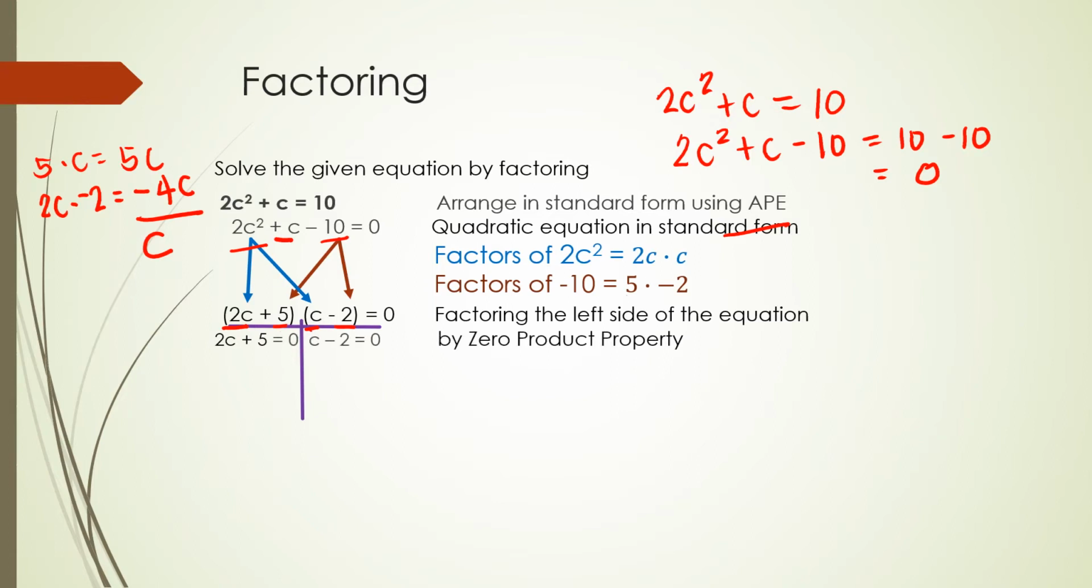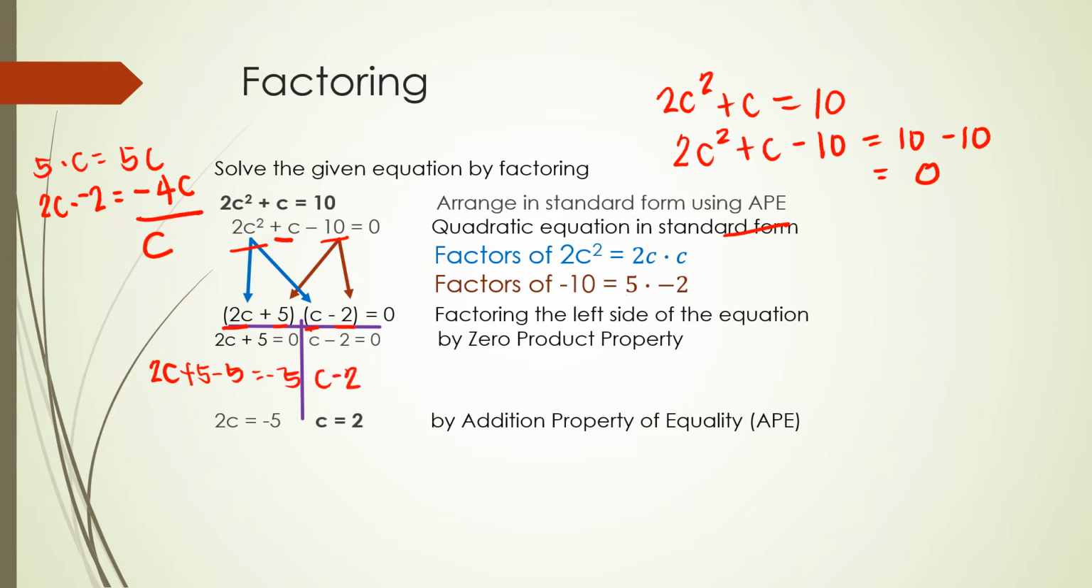Okay? Again, using the zero product property, it will become 2c plus 5 is equal to 0 times c minus 2 is equal to 0. Okay? Again, using the APE, addition property of equality, napunta na siya on the other side. Again, magiging 2c plus 5 minus 5 is equal to negative 5. You have c minus 2 plus 2 is equal to 2.